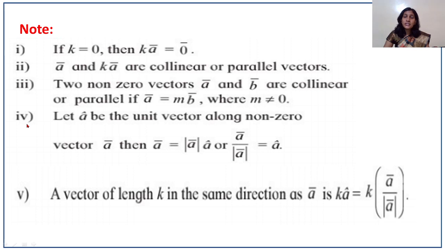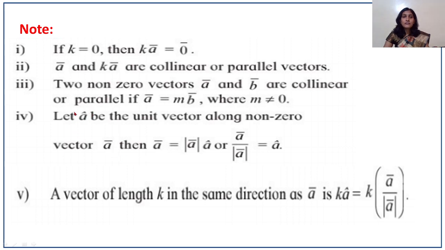This fourth property is also important, and we use it in an example. Let a cap, what is a cap? This is a unit vector along the vector a bar. What is b cap? B cap is the unit vector along the b bar. What is c cap? C cap is the unit vector along the c bar.